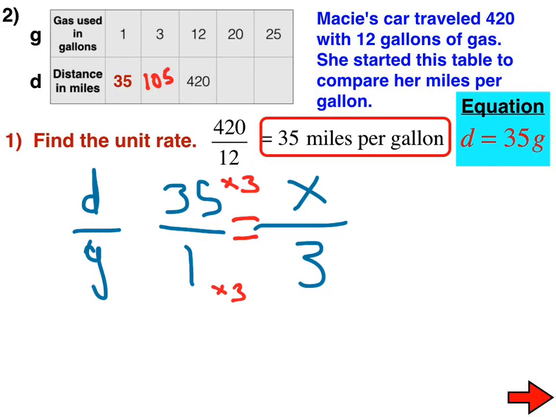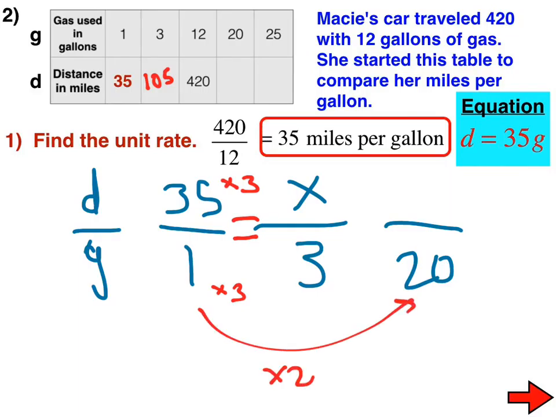The next table value is 20, and that's gallons. So I know gallons is going to go here. So this one would be 1 times 20 is 20. So 35 times 20 is what?